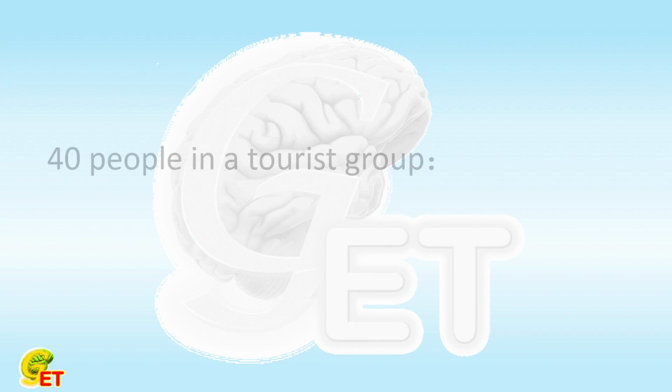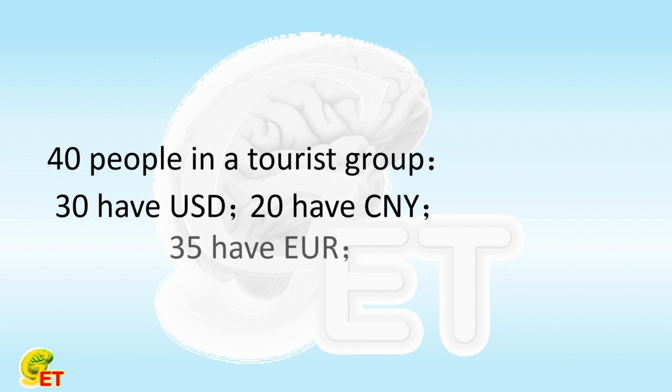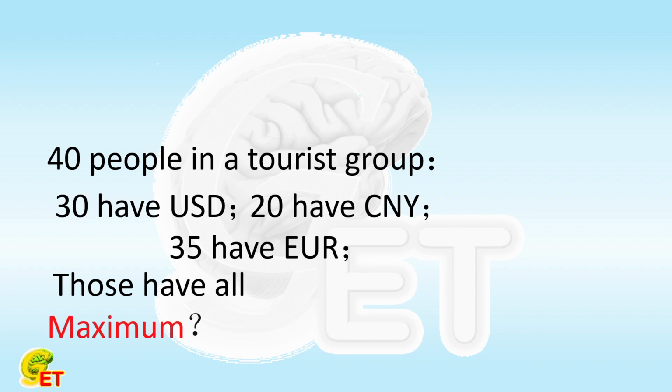There are 40 people in a tourist group. Among them, 30 people have US dollars, 20 people have Chinese yuan. We add another condition today, that is, 35 people have euros. Now we are talking about the people who have all those three kinds of currencies. What is the possible maximal amount of them? And the possible minimal amount?